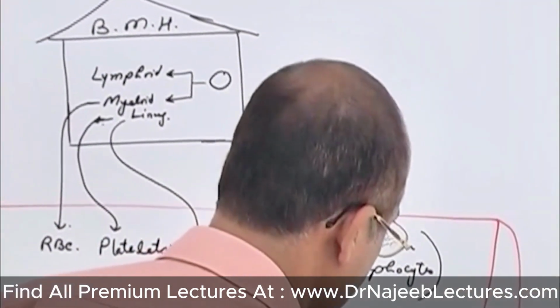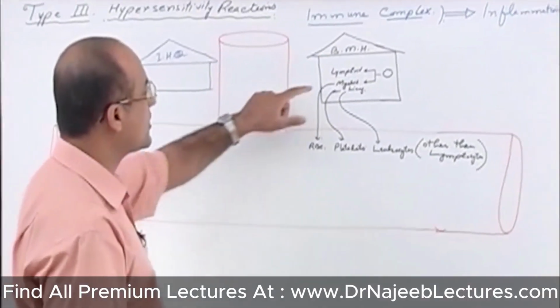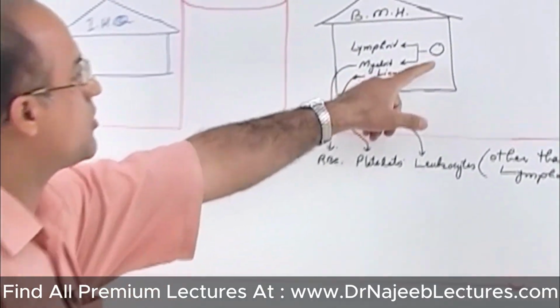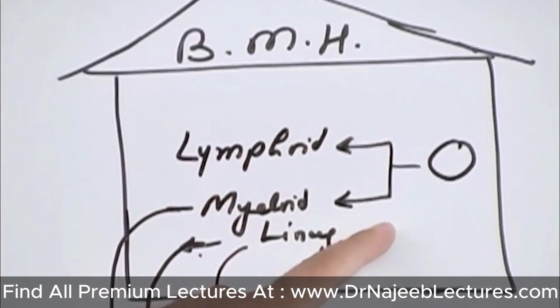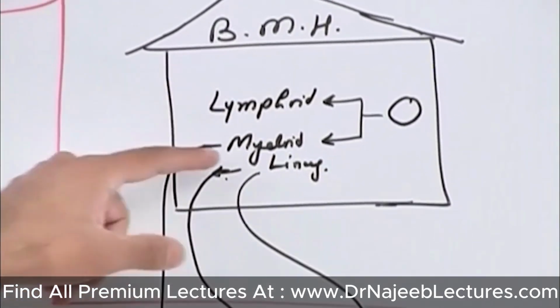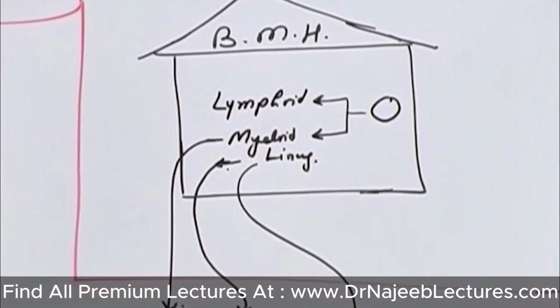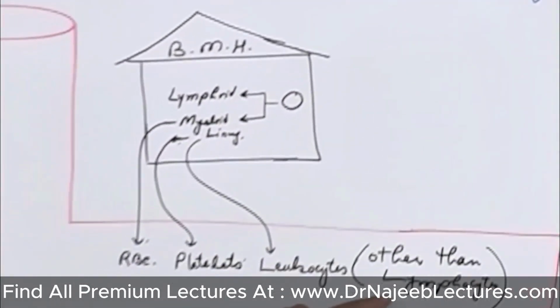Now we have a story that this is a particular patient. First we are trying to understand the normal thing, that this person has stem cells. Stem cells divide into lymphoid stem cells and myeloid lineage cells. Lymphoid stem cells will make lymphocytes and myeloid lineage will produce RBCs and platelets and leukocytes other than the lymphocytes. Am I clear to everyone?